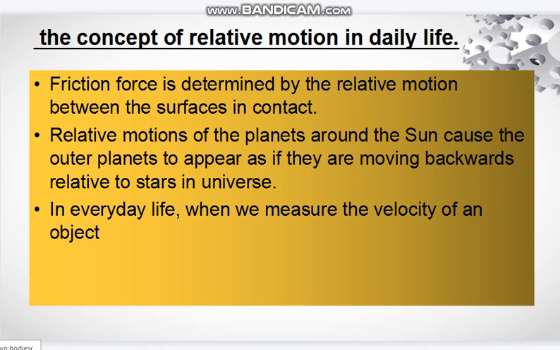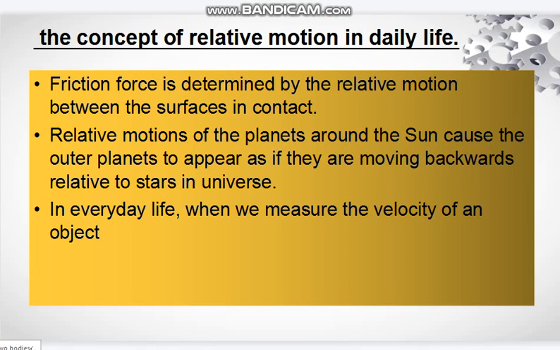Now let's talk about the concept of relative motion in daily life. We'll see how relative motion is used in our daily life. The first one is that the frictional force is determined by the relative motion between the surfaces in contact. So that's the basic case you can observe in our daily life, and we might know how frictional force is used in various applications. Example, assisting the movement of various bodies, even us when we are walking.